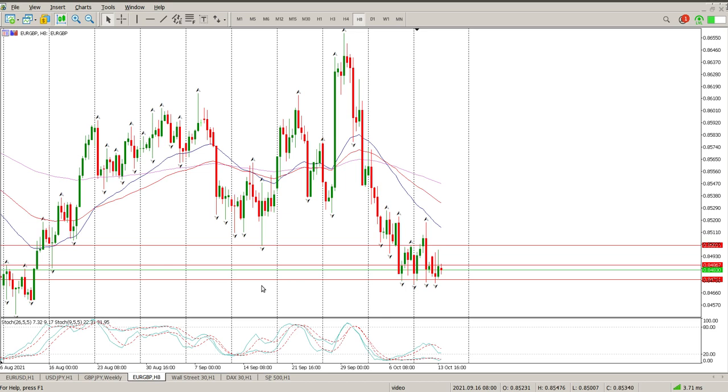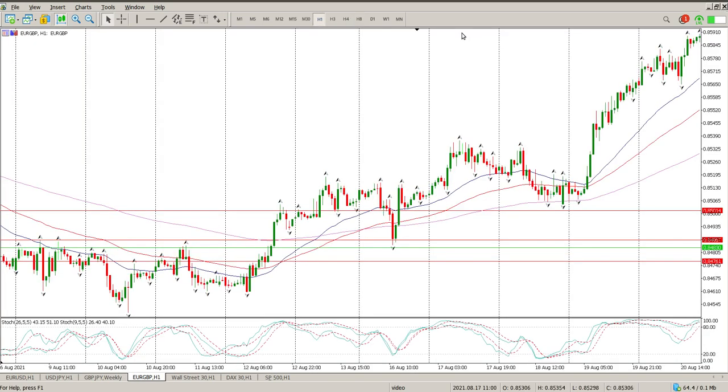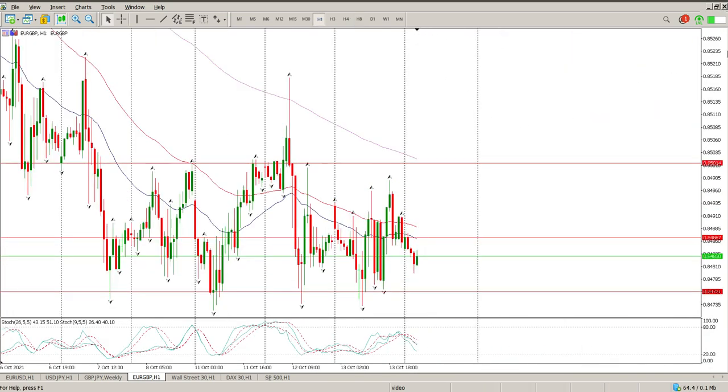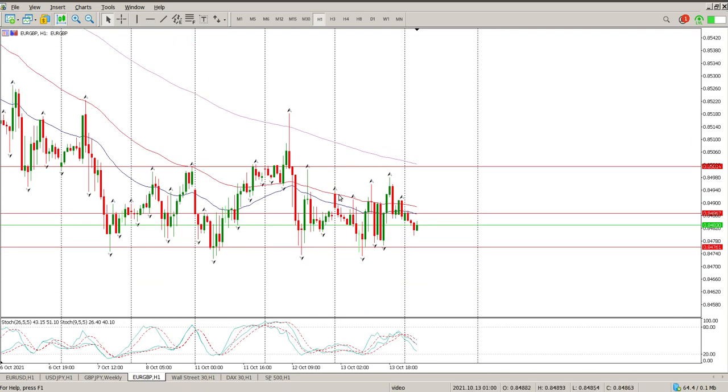Euro British pound, nothing really to see here. We're still sideways. We've been sideways all week. It's been pretty volatile, but are we looking for a move down? Are we looking for a move up? You look at that over the last couple of days, there's nothing there.